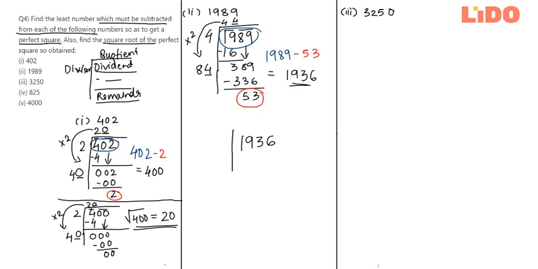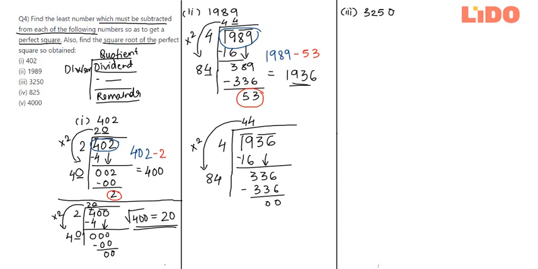So 1936, grouping is from right to left, in groups of 2 digits. 4 4s are 16 is the closest one you can get. Then 336. Now if you go back and look at the first part of the calculation, we've seen that 84 4s are 336, so that will be repeated here. You'll multiply the quotient by 2, you'll get a digit for the new divisor, and you'll say 84 4s are 336, and then you get the remainder 0. This means the perfect square 1936 has the square root 44.